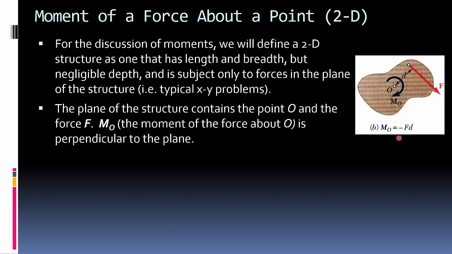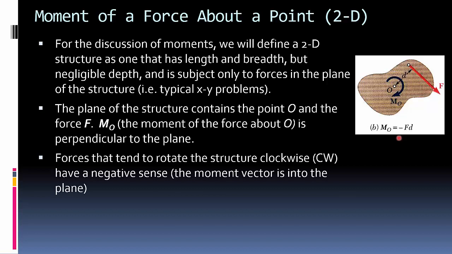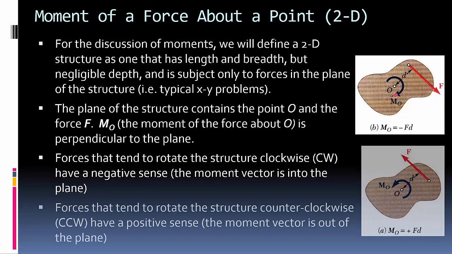Because this is a 2D problem, and a moment is inherently going to be in the third dimension. So what we're going to do is say forces that tend to rotate the structure clockwise have a negative sense. So if it goes this way, we're going to call this a negative moment. And forces that tend to rotate the structure counterclockwise, we're going to call positive.